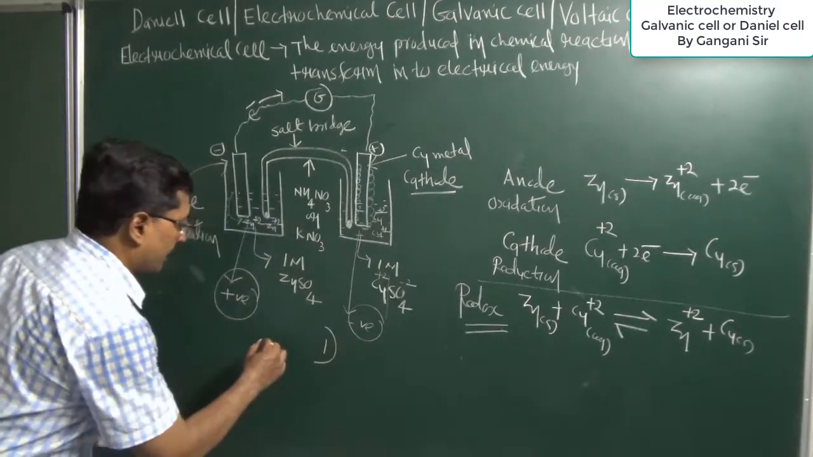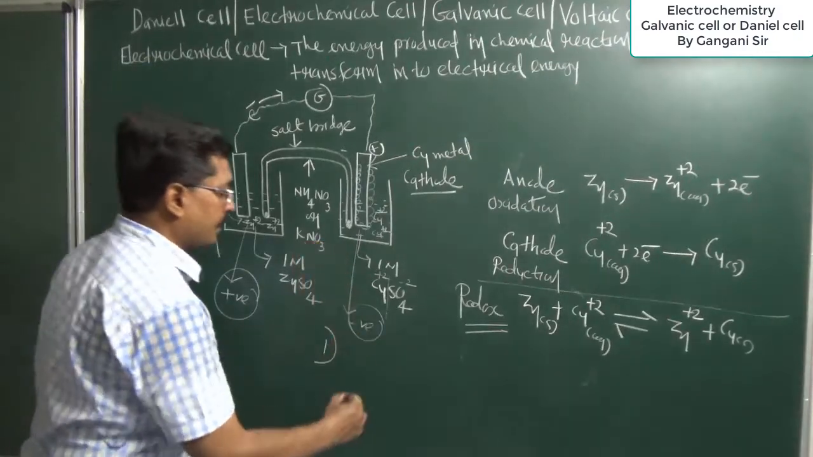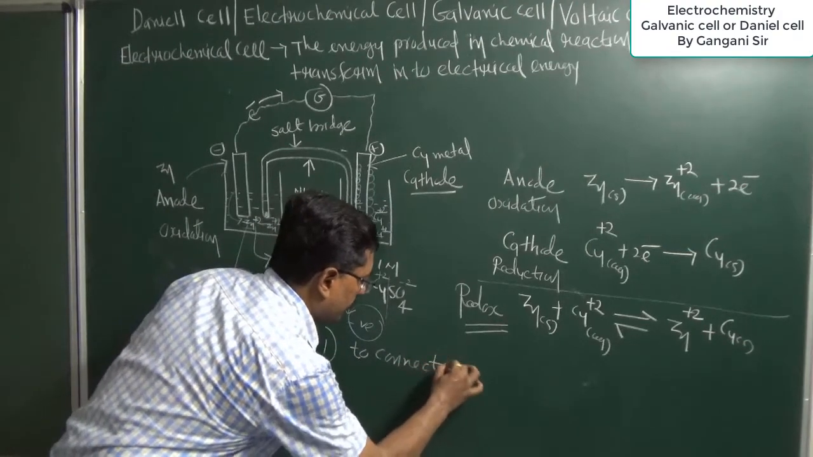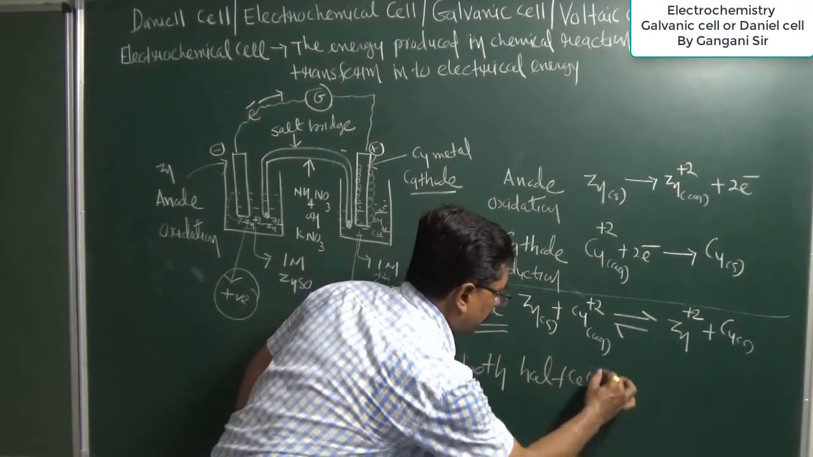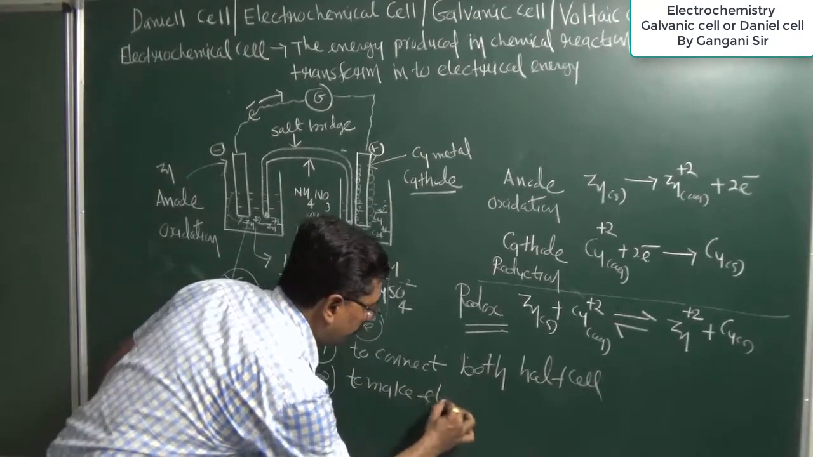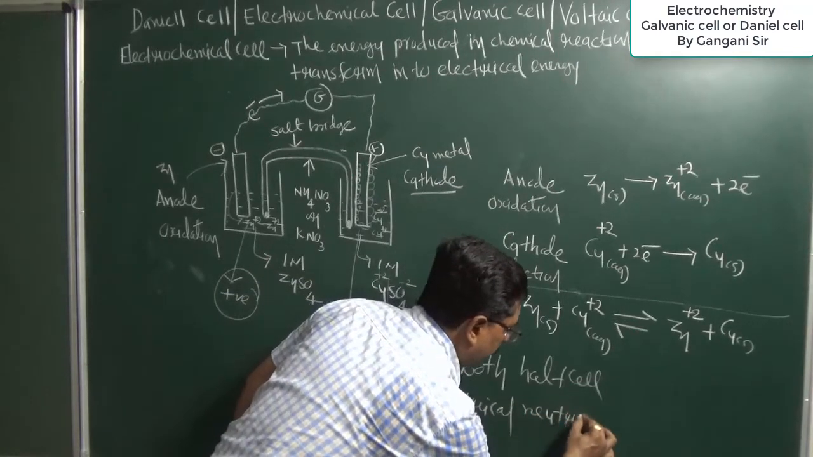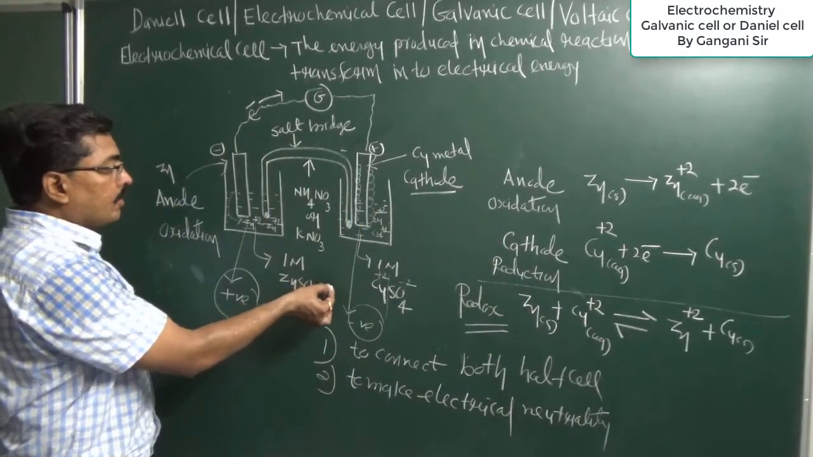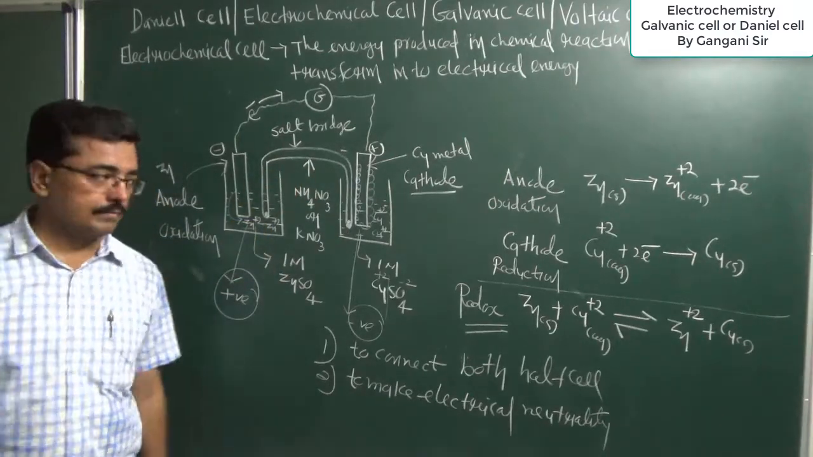First, or we can say the applications of the salt bridge. The salt bridge has two functions. Let me write it here: the first function of the salt bridge is to connect both half cells. And the second function is to make electrical neutrality. To make electrical neutrality, it is observed that during these cell reactions, negative and positive ions will flow through the salt bridge, so electrical neutrality will be maintained.